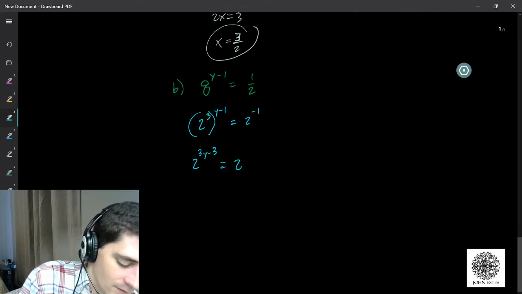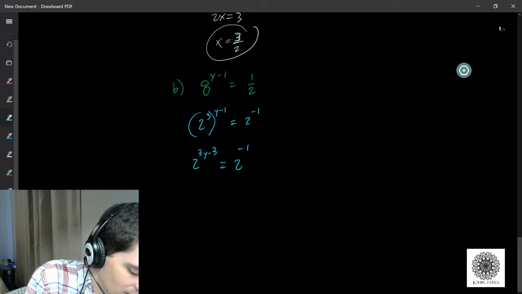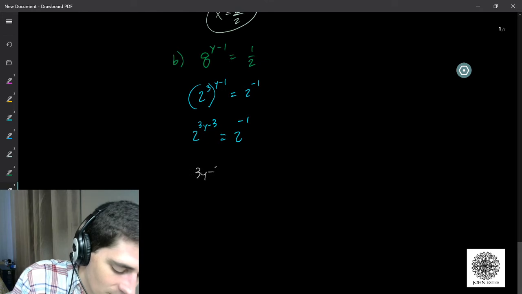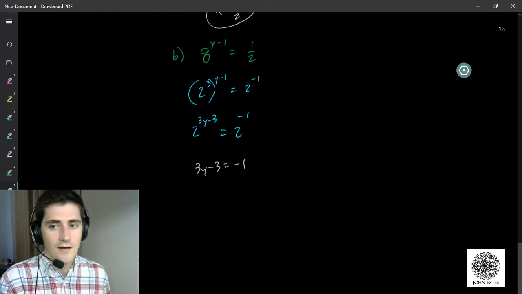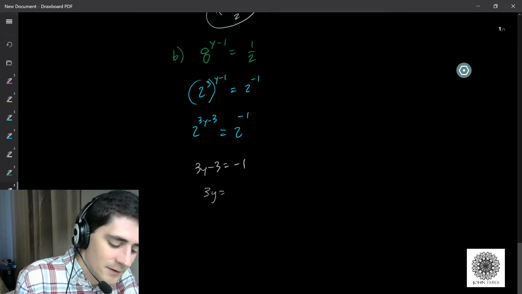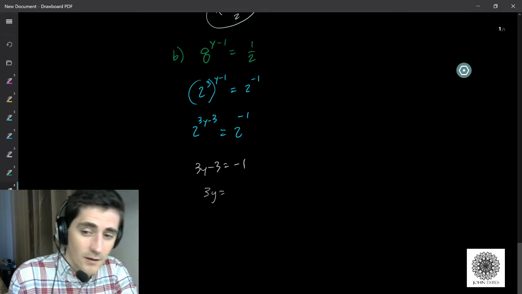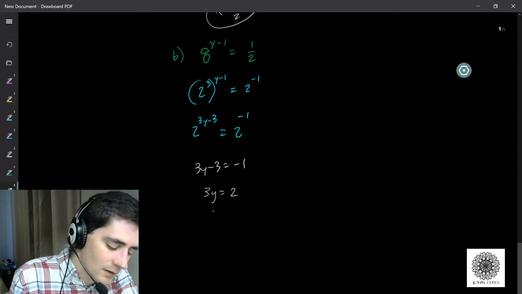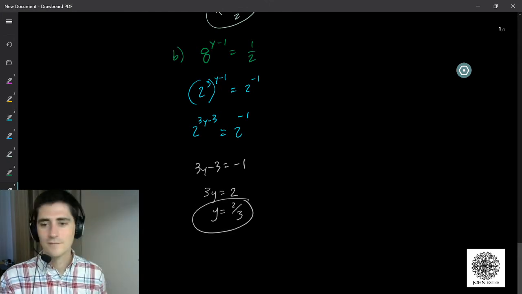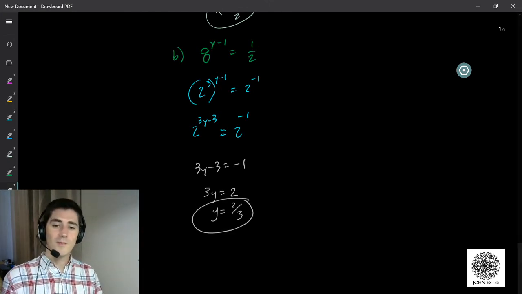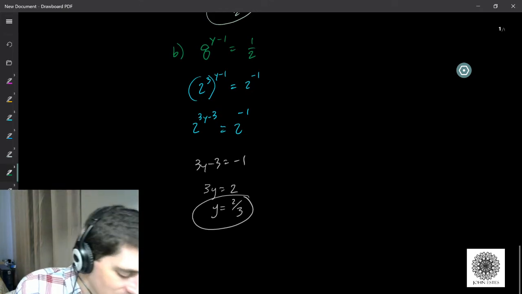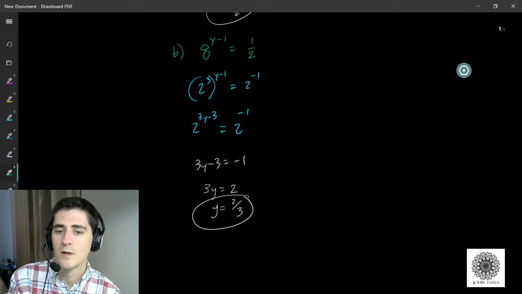And now I'm allowed to equate my bases. My exponents. Equate my exponents. I get 3y minus 3 equals negative 1. And this is a linear equation. So I get 3y equals, adding the 3 over, so negative 1 plus 3 gives you 2. I get y equals 2/3. And there's my solution. Hope that makes sense. The hard part is finding the common base. If you can find the common base, the rest of it kind of just falls into place.